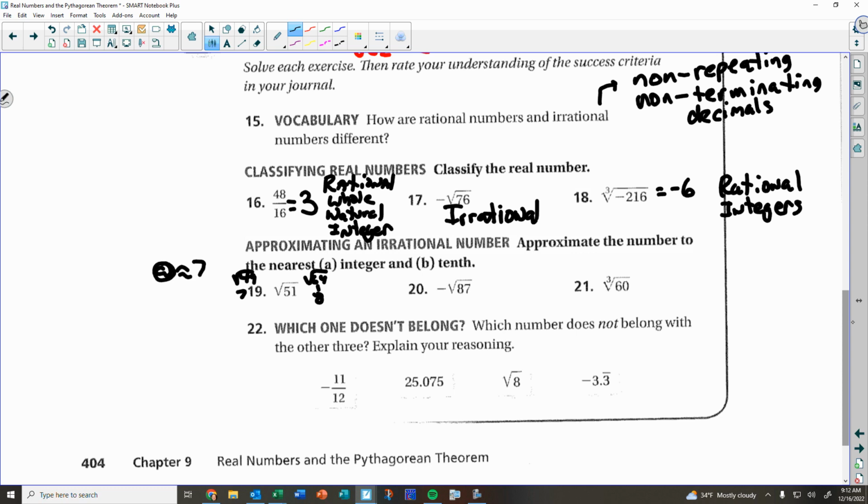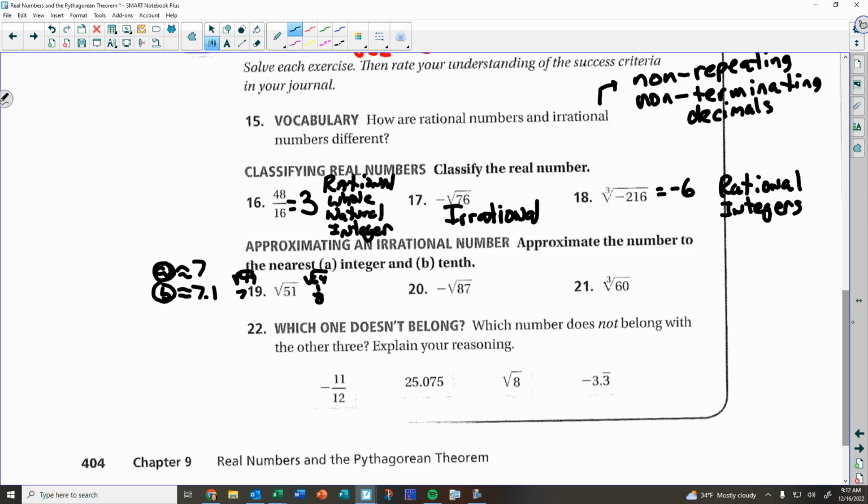And then B, okay, if you start to use your calculator and figure it out, the closest one it's going to be to is about 7.1. How many people got that one? All right, good.